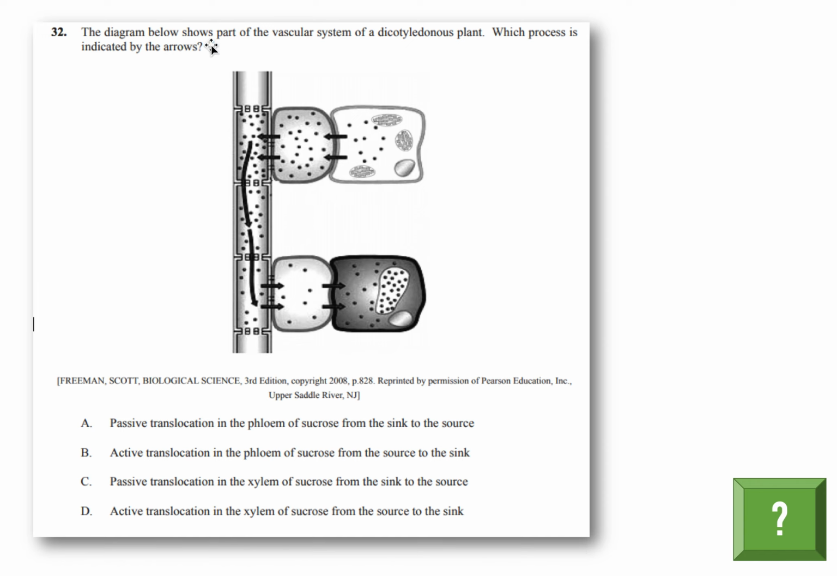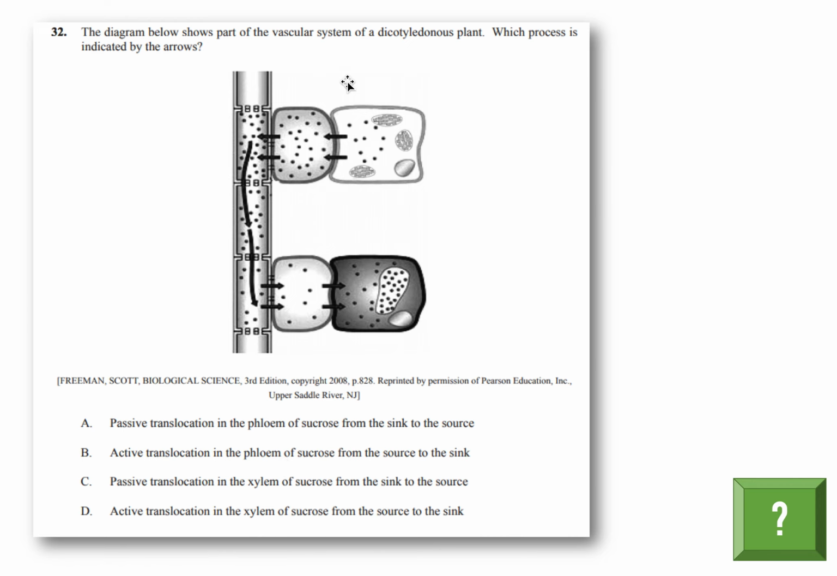The diagram below shows part of a vascular system of a dicotyledonous plant. Which process is indicated by the arrows? Okay, so first of all, let me quickly explain something about this diagram that will make this whole question much easier. But of course, try it out by yourself because maybe you already know the answer.